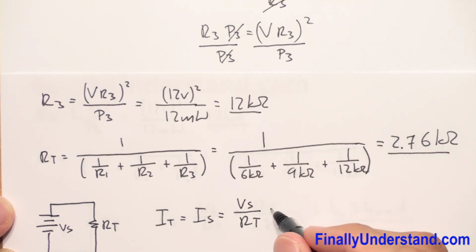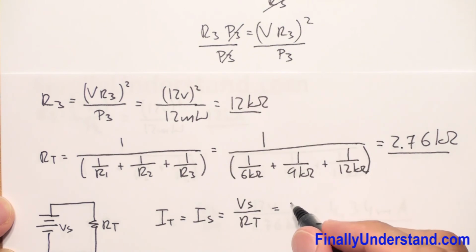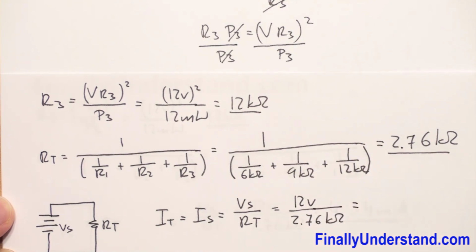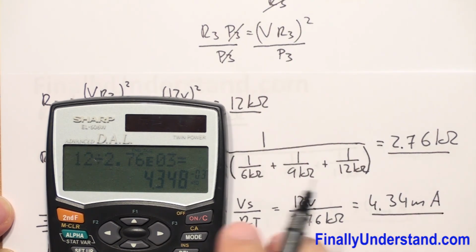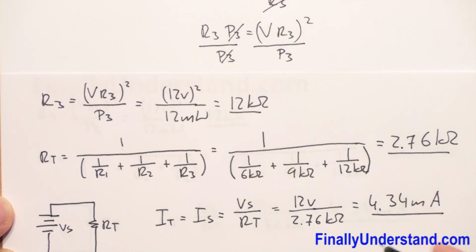Okay, so this is equal to voltage source 12 volts over R total, 2.76 kilo ohms. Now I'm going to use the calculator, and I have 12 divided by 2.76 exponent 3. This is equal to 4.34 milliamps. Okay, so we found R total, we found R3, voltage source, I source. So we can say that the problem is solved.